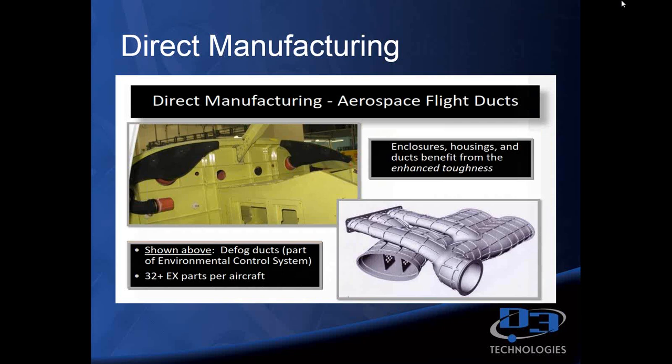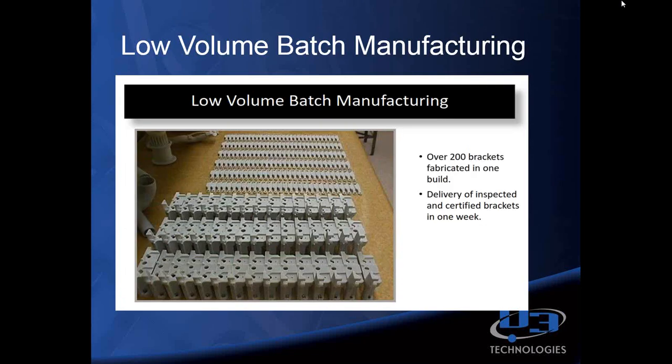The other thing I like to tell people is you can do direct digital manufacturing. And I do tell people that if you're doing low batch volumes of manufacturing, selective laser sintering is the way to go. There's no question. Now, if you're going to do high volume, then your traditional way makes more sense. In this case, 200 brackets were fabricated in one build. And again, huge time savings and huge money savings.